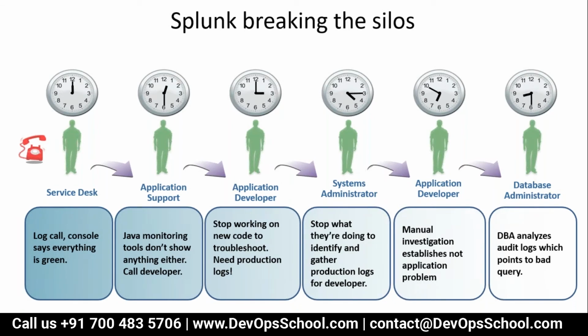service desk needs a log. Console says everything's green. Application support needs a Java monitoring tool. Doesn't show up anything either. Call the developer. Application developers also need some sort of log, where you are saying, okay, stop working on the new code to troubleshoot, we need production logs and stuff like that. So every team needs some sort of log, and Splunk breaks the silos and connects every team, so teams can work together in one tool and find out the issues for each other. So that is the thing.